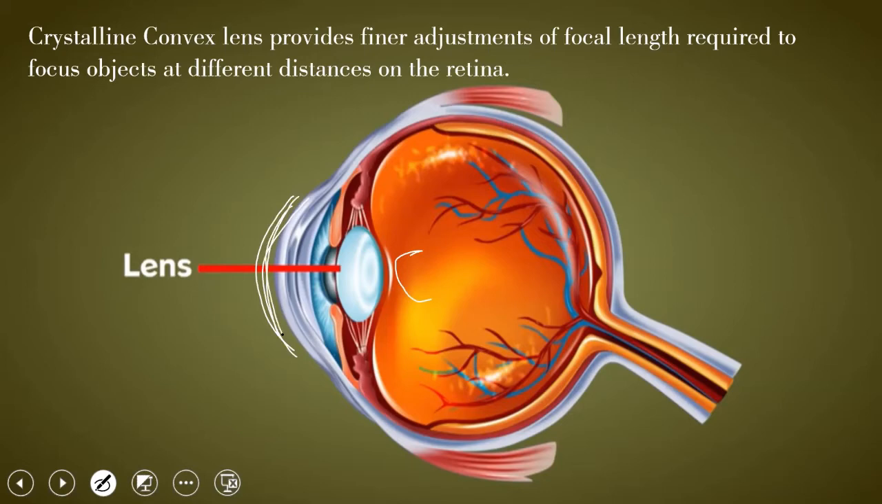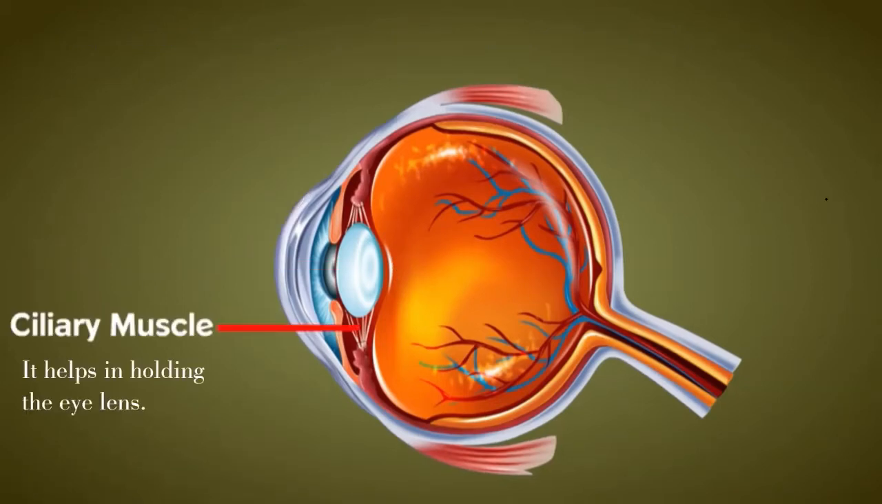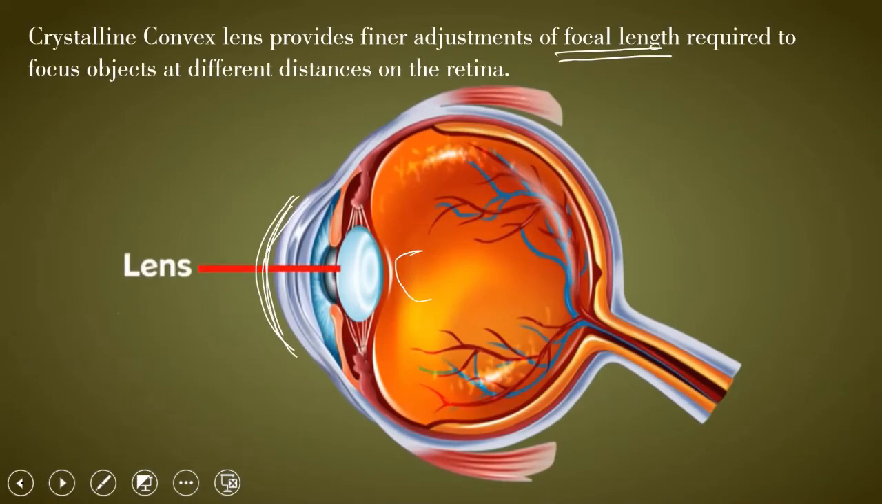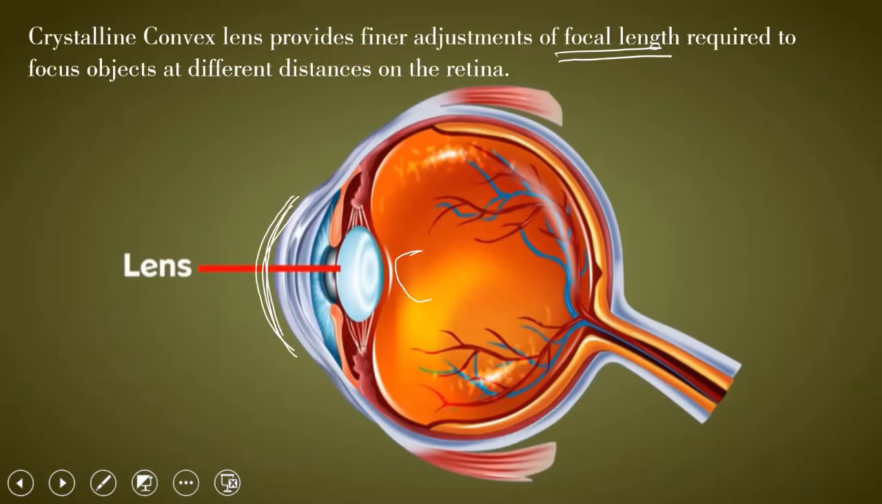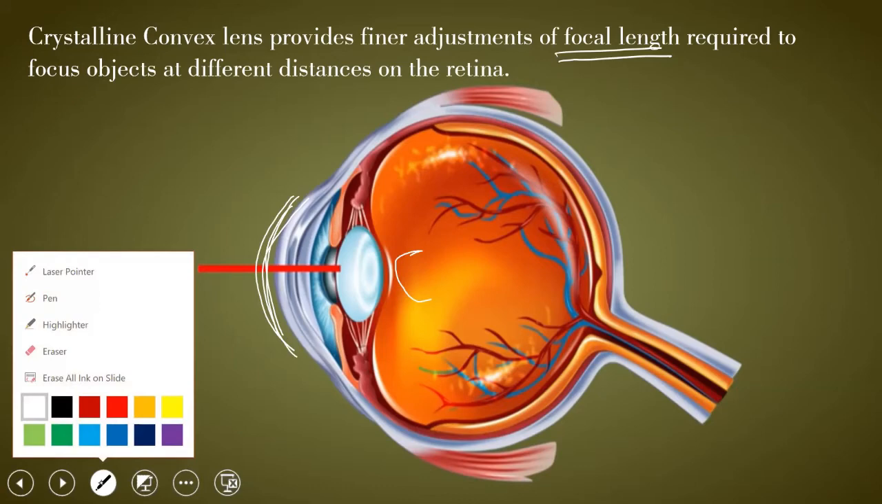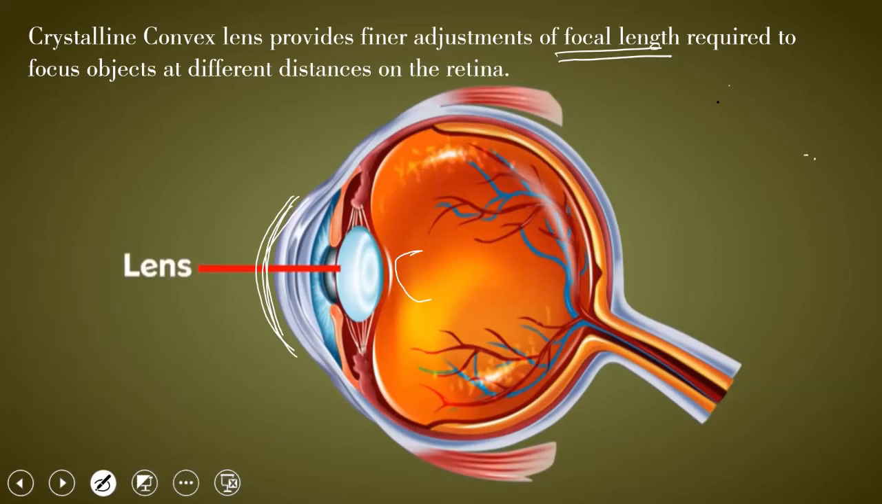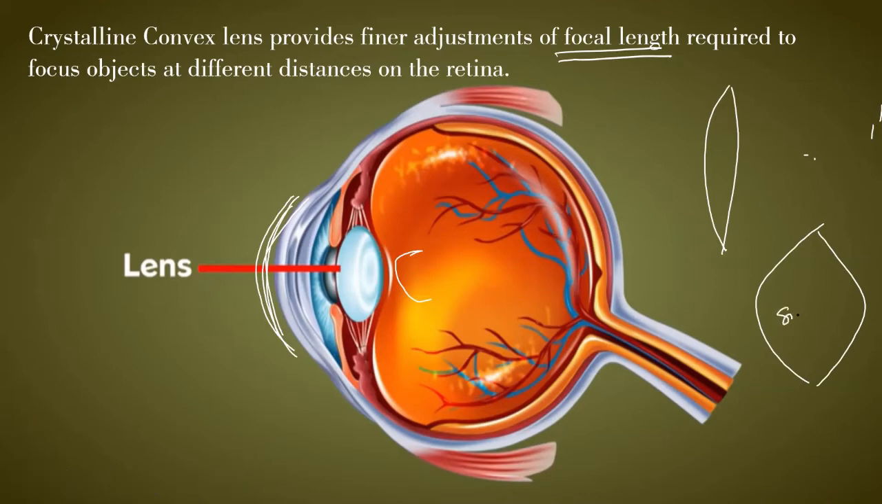Now, what does the lens do? The lens does the finer adjustments of focal length, because we know a lens can be a thin lens, or it can be a thick lens. So this is a thin lens, and it can be a thick lens as well, like this. A thin lens will have a larger focal length. A thick lens will have a smaller focal length.